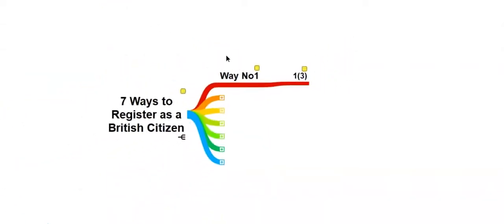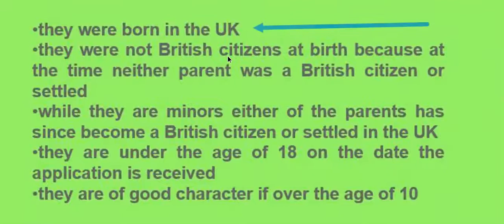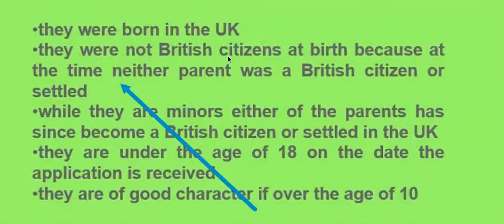So what are the requirements? First of all, the child will need to be born in the UK. Secondly, they will need to prove that they were not British citizens at birth, because at the time neither parent had settled status and they were not British citizens. And also, while the child was a minor, 1 or 2 parents became either British citizens or settled in the UK, and the child was under the age of 18 when the application was received. And if the child is over the age of 10, which is not the case here, then they will also need to prove that they are of good character.